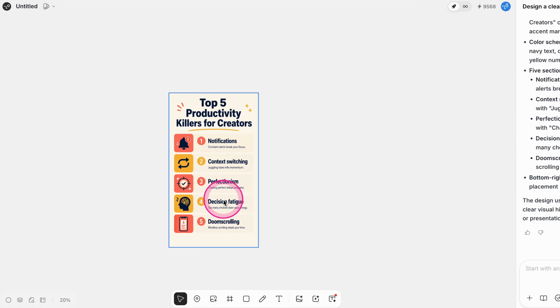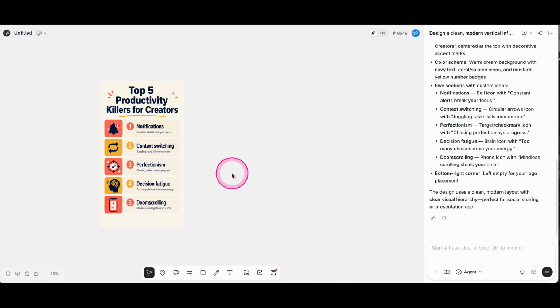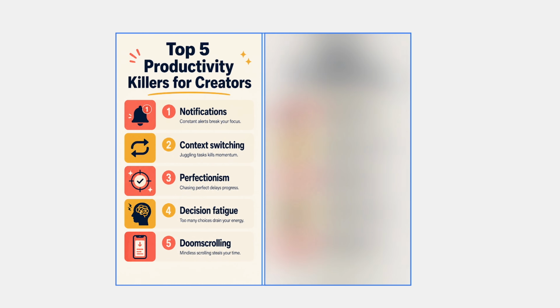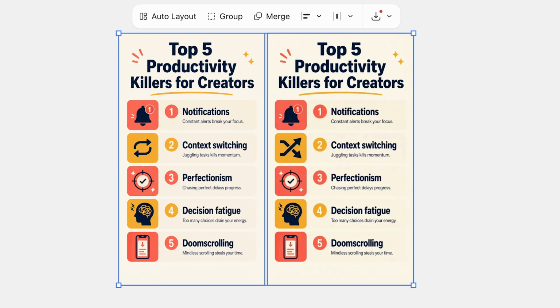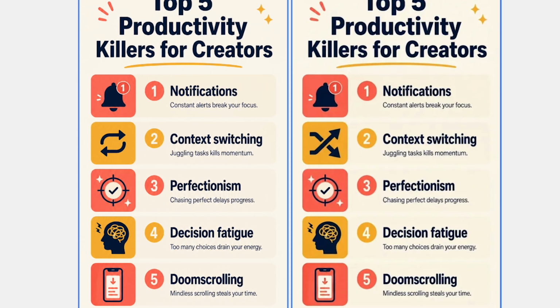Okay, here's where it gets good. Once the image is on the canvas, you've got a full editing stack. Let me show you the 3 that I reach for the most. Touch edit. Press Command and select the item you want to change. Type what you want instead. Say the icon for context switching looks weird. I select it. I type 2 arrows, crossing icon, flat style. It replaces just the icon. Nothing else gets redrawn. Your layout stays intact.